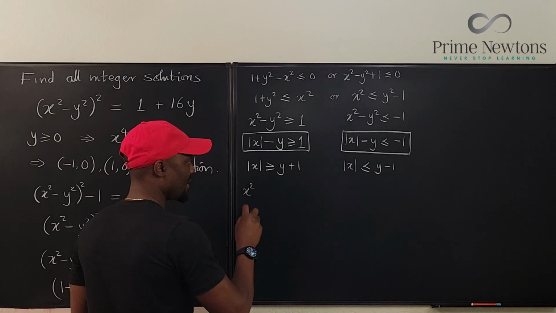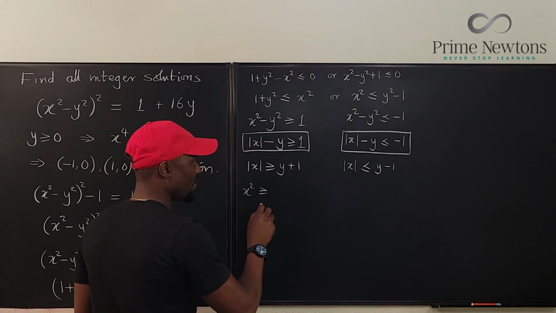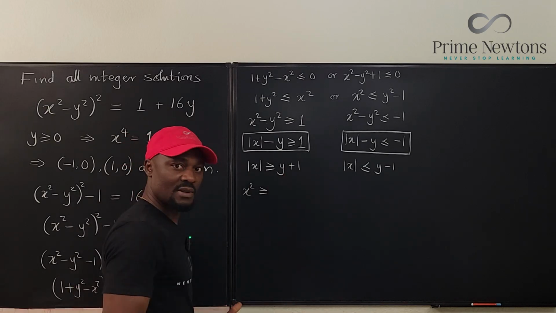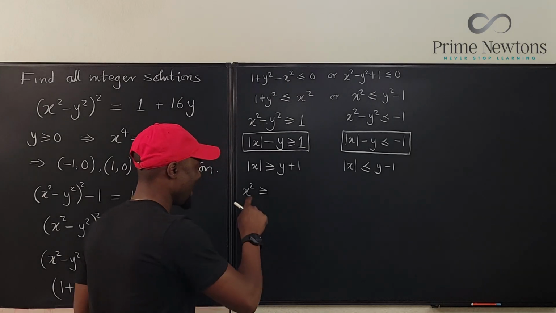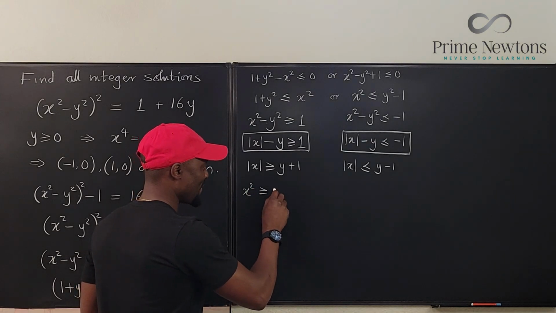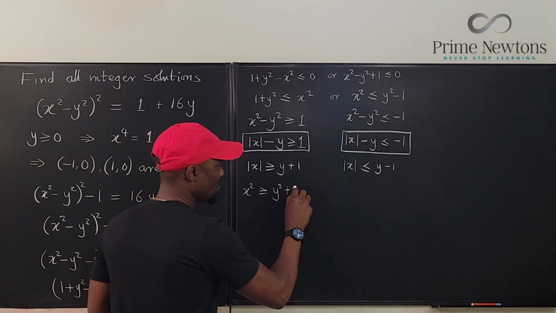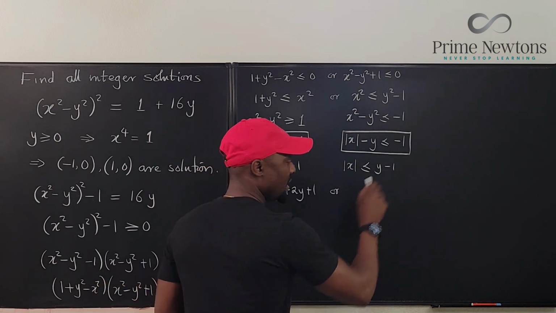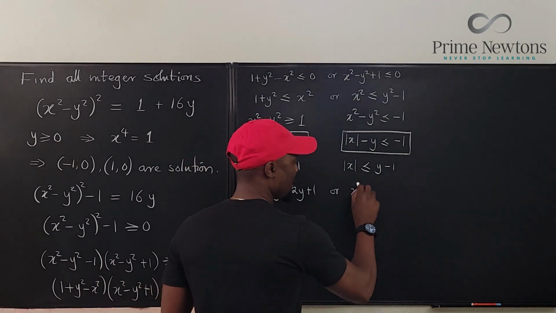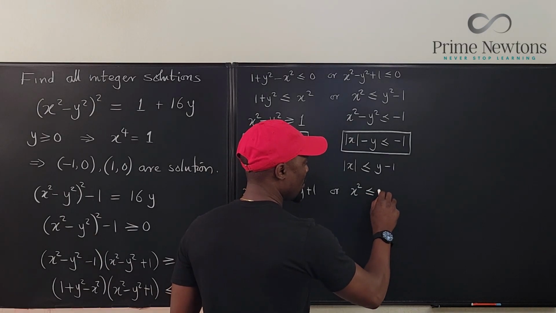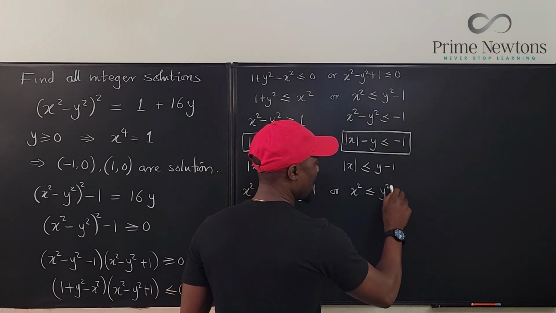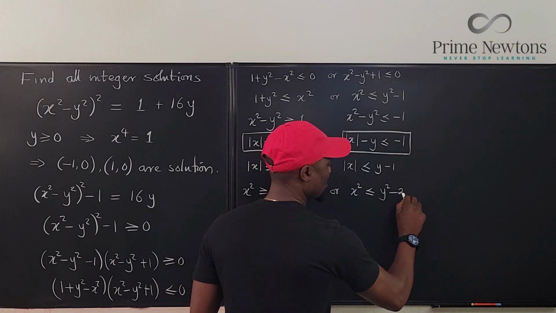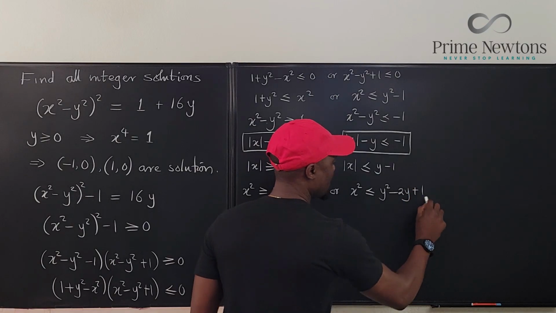I'm going to get x squared is greater than or equal to, see, since everything is cool, right? Okay, is greater than or equal to, this is y squared plus 2y plus 1. Or here, what I'm going to have is x squared is less than or equal to y squared minus 2y plus 1.